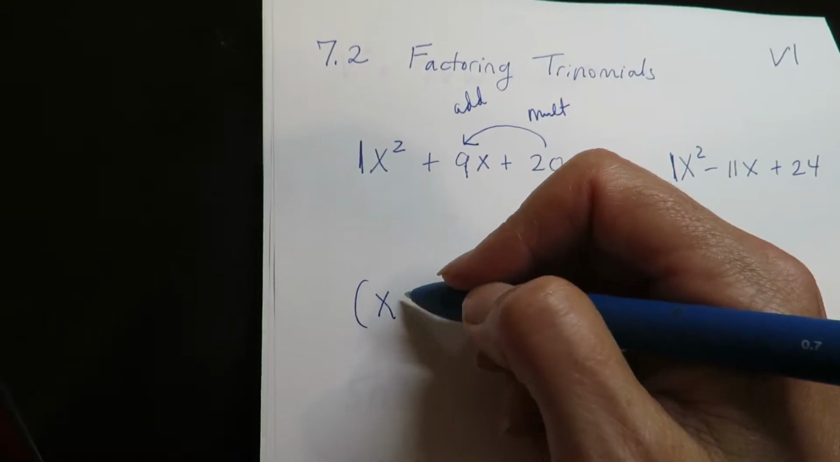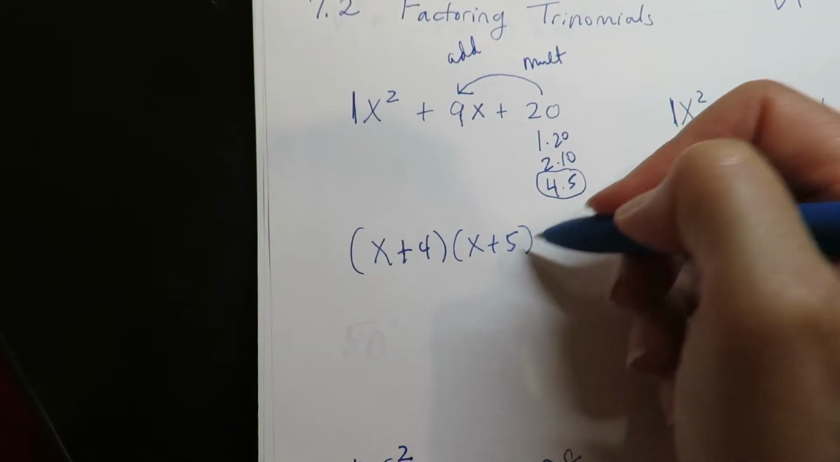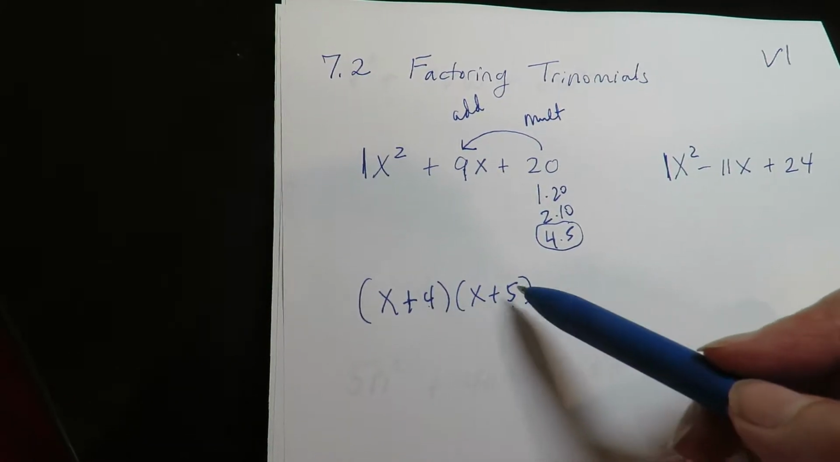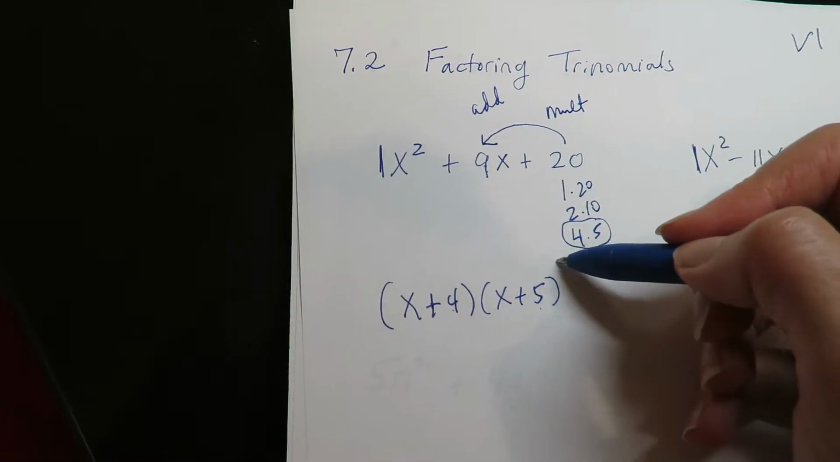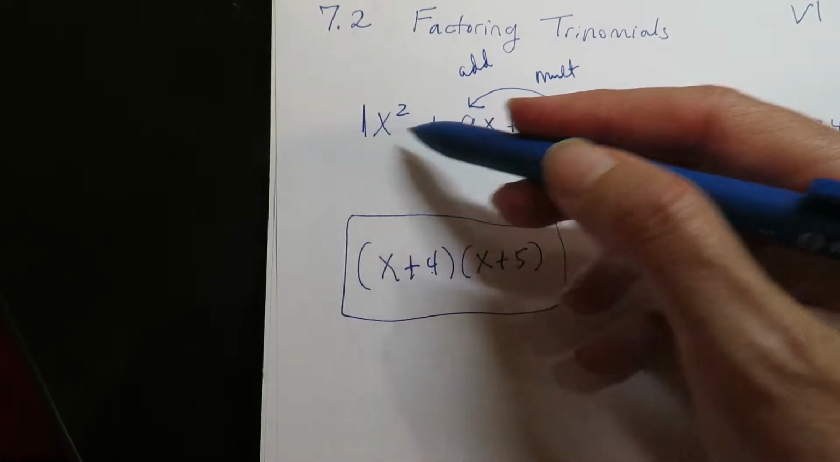So x plus 4 times x plus 5. 4 times 5 multiplies to 20. 4 plus 5 adds to 9. So if you FOIL this out, you'll see that you'll get these three terms.